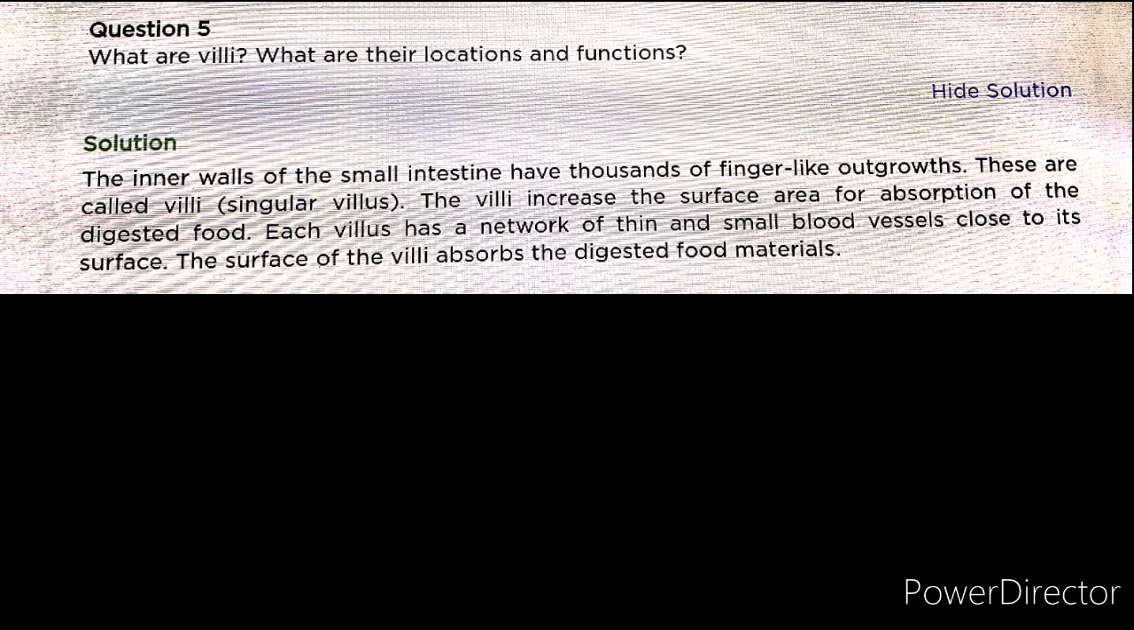Now on fifth, what are villi? What are their location and functions? Solution. The inner walls of the small intestine have thousands of finger-like outgrowths. These are called villi, whose singular is villus. The villi increase the surface area for absorption of the digested food. Each villus has a network of thin and small blood vessels close to its surface. The surface of villi absorbs the digested food materials.